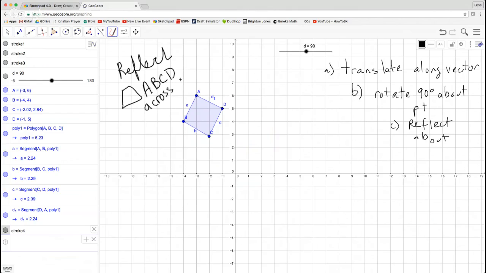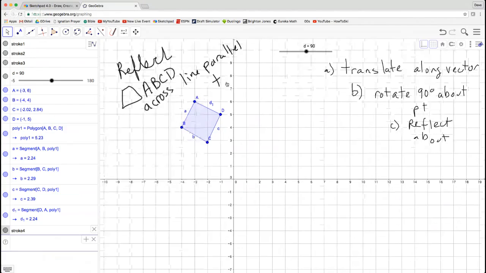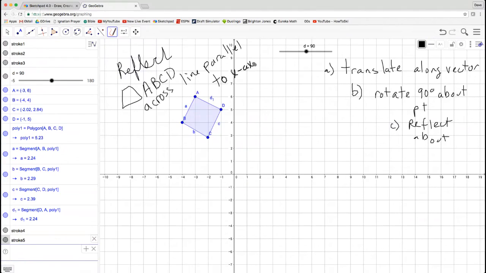across the line parallel to the x-axis, passing through point 1, 1. So I want to reflect ABCD across a line parallel to the x-axis.